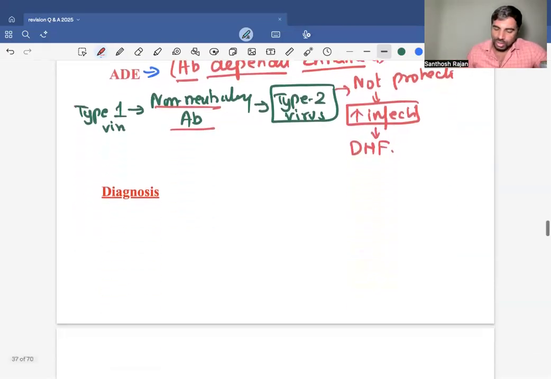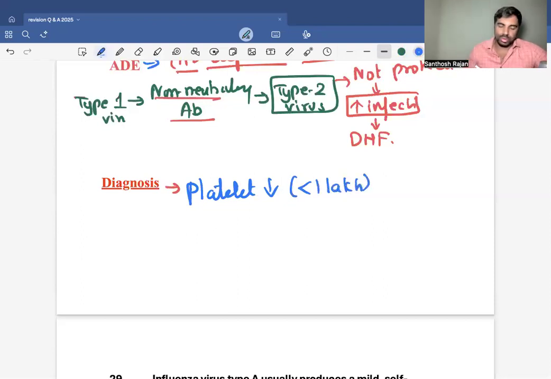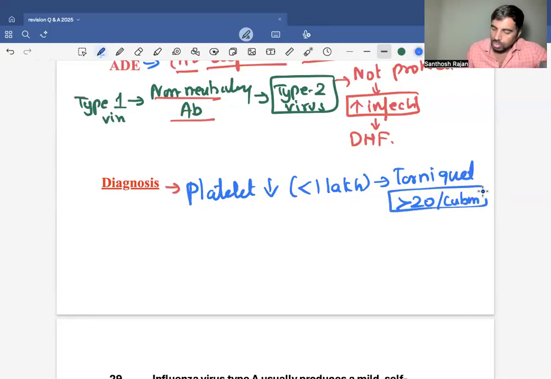That's all. Okay, so diagnosis, one important finding in dengue fever is that platelets go down. Platelets will decrease, thrombocytopenia, less than 1 lakh. That's what you do: the tourniquet test. In tourniquet, how many petechiae should be there? More than 20 per cubic mm should be there. These are small rashes, so bleeding symptoms will be there. That's the reason.